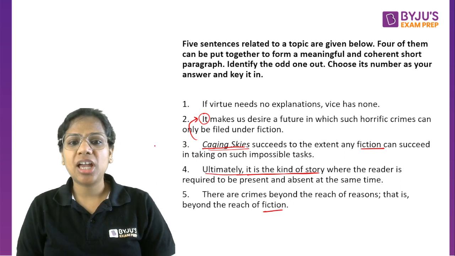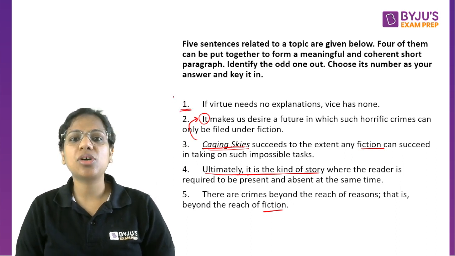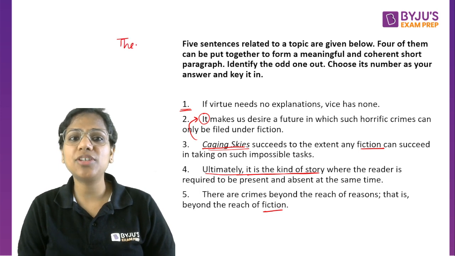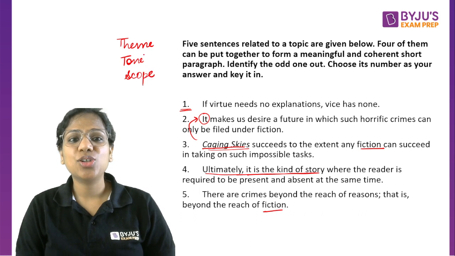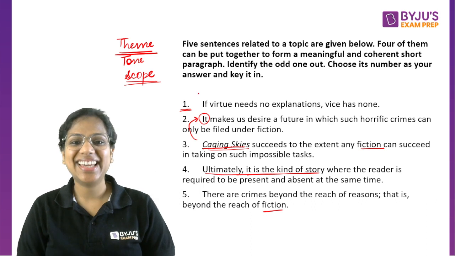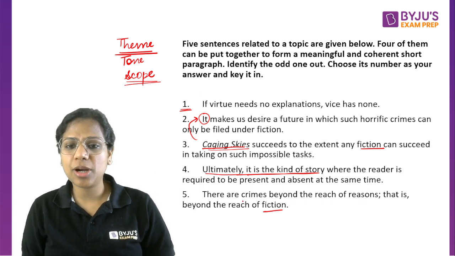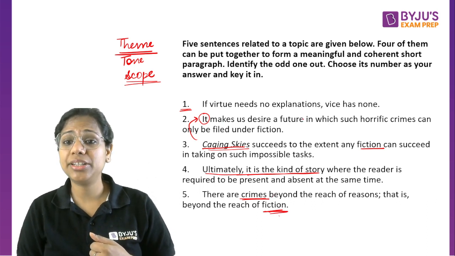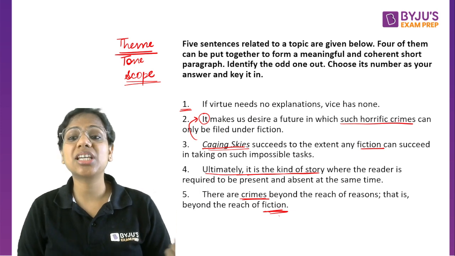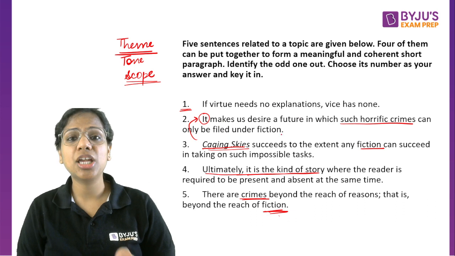So this looks like a very general sentence. So whenever I've done this question with students earlier, they think that one is the odd sentence out. But when you attempt an odd sentence out question, I've always told you to take care of these three things: theme, tone, and scope. Yes? So what exactly is being discussed and what is the range, what is the scope of what is being discussed? That matters. We are talking about crimes, their representation in fiction. Then we also say such horrific crimes.